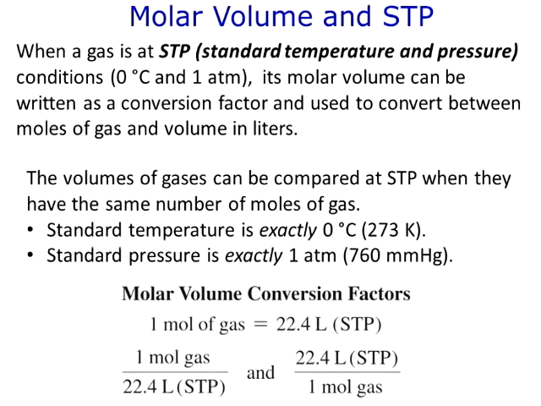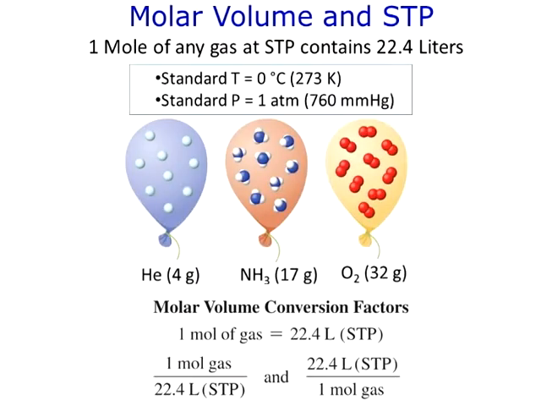That is the bottom line. It doesn't matter what the gas is. At STP, 1 mole equals 22.4 liters. The nature of the gas does not matter. 1 mole at 0 C and 1 atmosphere is exactly 22.4 liters. Okay? We show that to you here on this concept slide. 1 mole of any gas at STP contains 22.4 liters. Again, standard T is 0 C or 273 K. Standard P is 1 atmosphere or 760 millimeters of mercury or 760 torr.